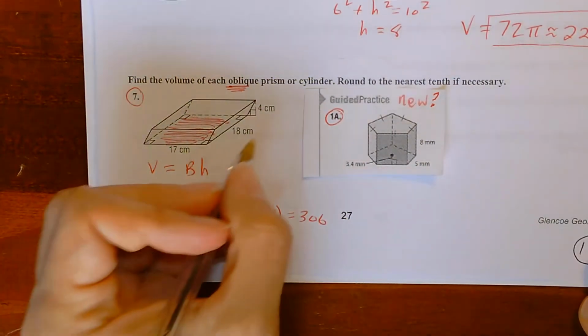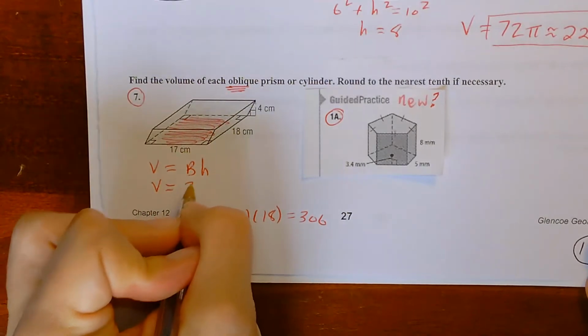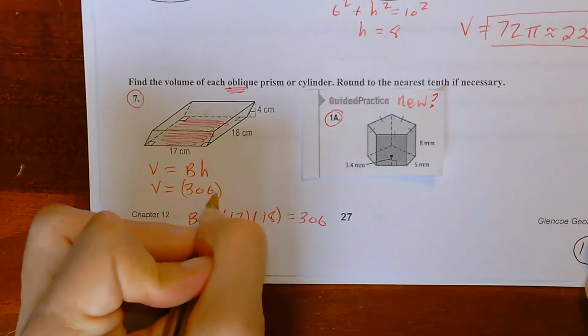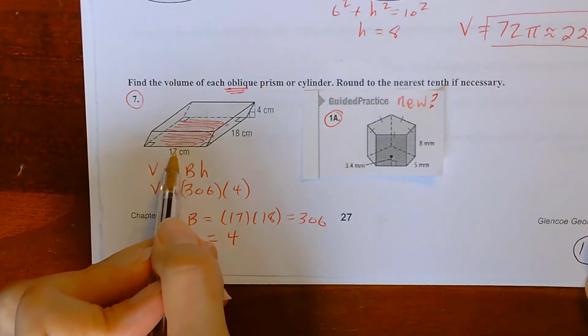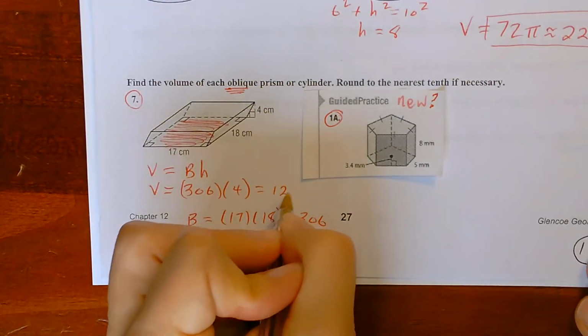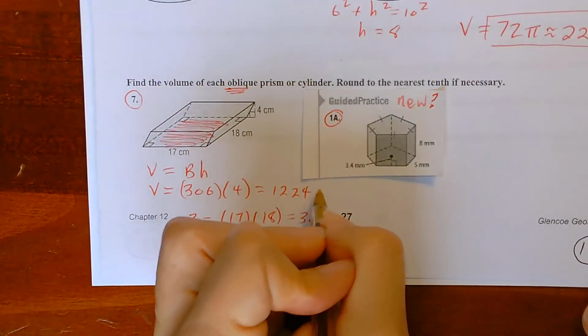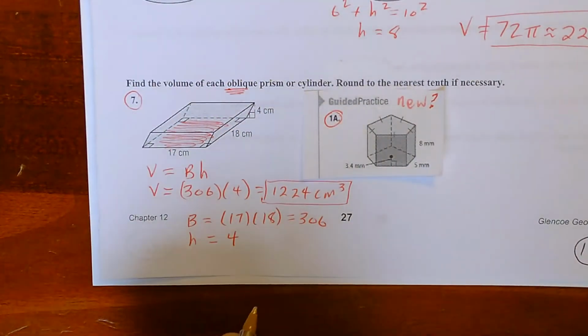Okay, the height of the object when it's standing on its base is 4. So this is going to be pretty easy. I'm just going to be taking 306 for the area of the base times the height of the object, 4. Kind of like when you were a kid, you used to do length times width times height. So that is 1,224 centimeters cubed. And the point of that question is just to remind you, if it's oblique, you do the same formula that you do if it's a right prism.